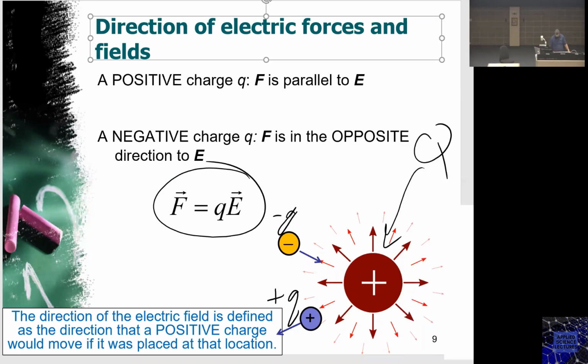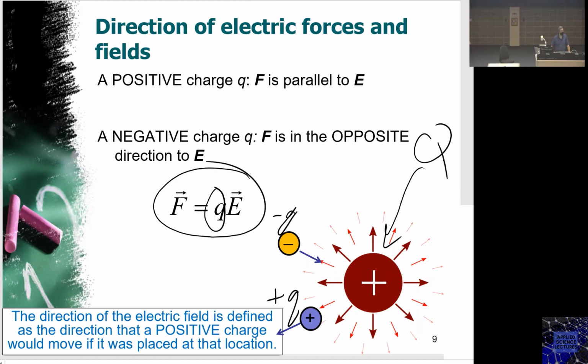What does this mean? This means if my capital Q is positive and the electric field is pointing outward, and my small letter q is positive, then the force exerted on this small letter q would be in the same direction as the field. Make sense? Positive scalar.